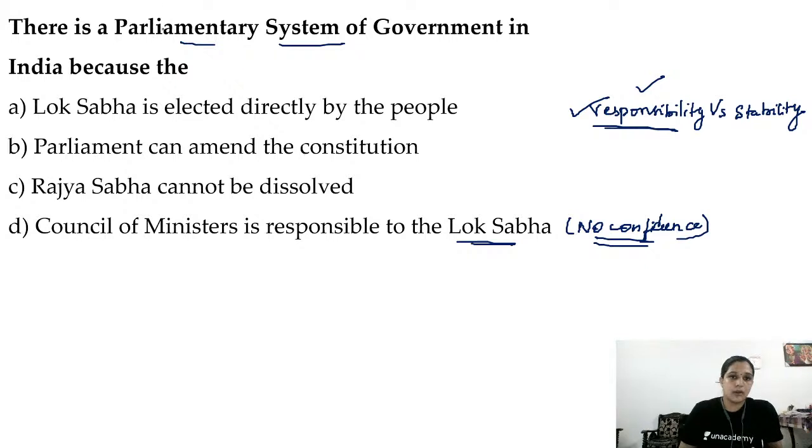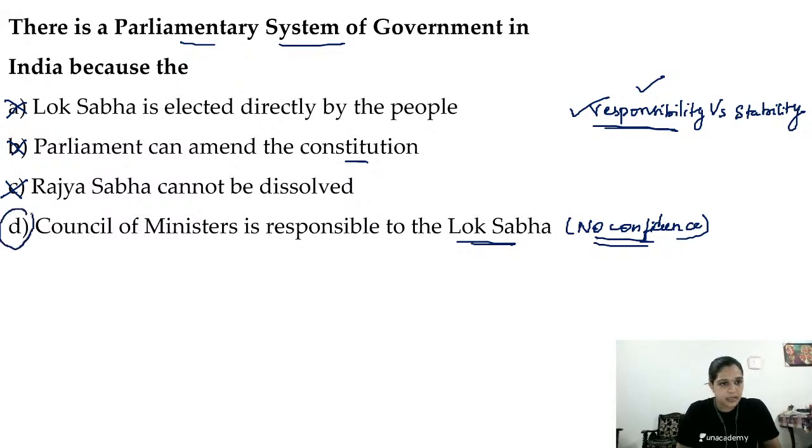See, the Lok Sabha is directly elected by people, but even in presidential form, direct election takes place. So this will not count. Parliament can amend the constitution is related to amendment. It doesn't say anything about the parliamentary system, because in many parliamentary forms of government, a written constitution itself is not there, as in Britain. But still they have parliamentary form of government. The amendment of constitution does not give us the parliamentary system of government. Rajya Sabha cannot be dissolved has nothing to do with the parliamentary system.